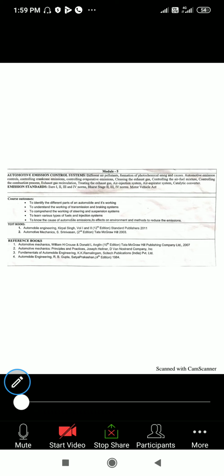One more thing, keep in your mind: in automobile engineering, if you practice the diagrams, then only can you complete the 100 marks question paper. Otherwise, it is highly impossible to cover the 100 marks paper. Just keep in mind, you can write anywhere over there, then after writing you can tell me when the result comes.